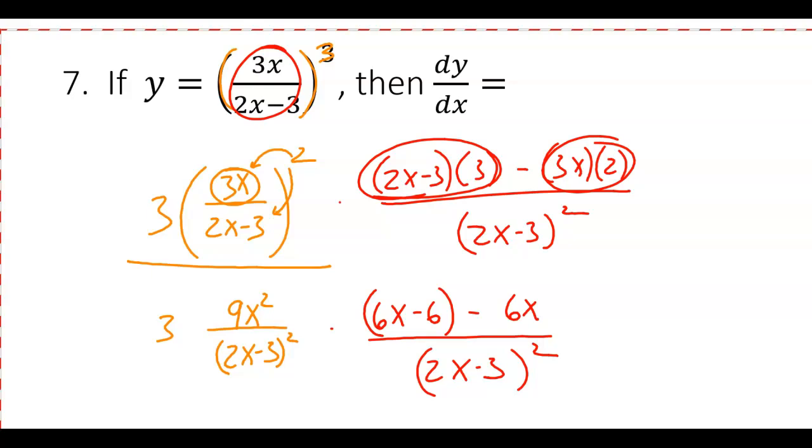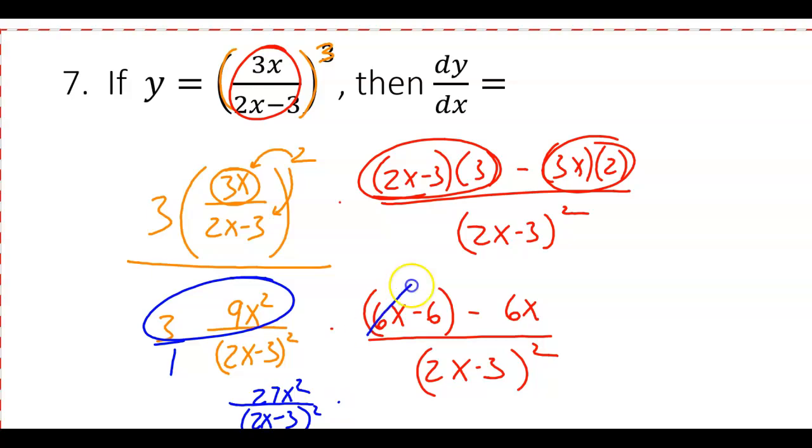All right, then we can go ahead and multiply this 3 and this 9 together, because that's like a 3 over 1. So we do top times top, bottom times bottom, and I end up with 27x squared over 2x minus 3 squared times, here the 6x's cancel, and I'm left with negative 6 over 2x minus 3 squared.